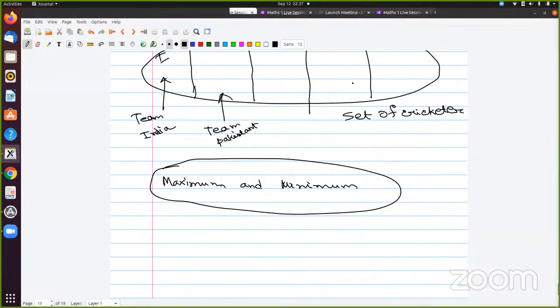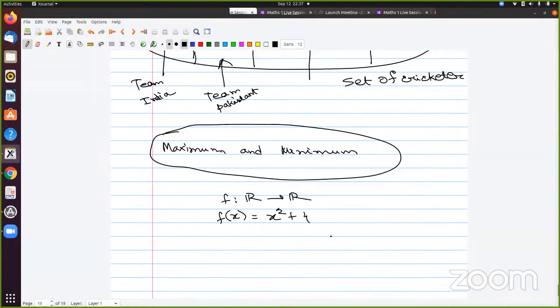So here we only need what is the maximum value of a function and what is the minimum value of a function. Here we are talking about the global value. Suppose I am taking f(x) equal to x square plus 4, where f is R to R. Can you tell me what is the minimum value of this function? It is 4, because for any number less than 4 we cannot get an output. It will start from 4.